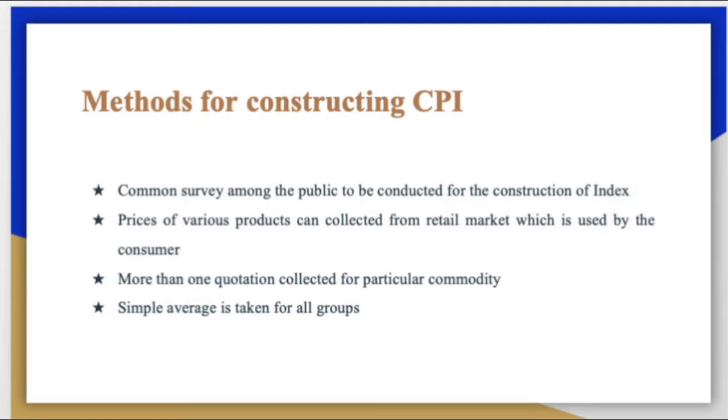Methods for constructing CPI or cost of living index. The most commonly used method is a survey among the public conducted for the construction of the index. Prices of various products are collected from the retail market, which is used by the consumer in day-to-day life. More than one quotation is collected for a particular commodity, and finally a simple average is taken for all groups of commodities.